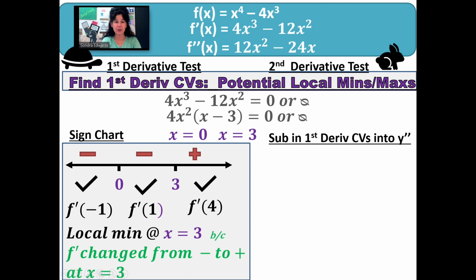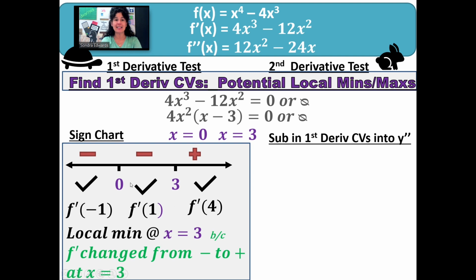Now in this particular example, we don't see a local maximum. But using this same test, if this would have been a plus and then that's a minus, then we would have said we have a local maximum because we would have gone from uphill to downhill. Okay, how about the second derivative test?